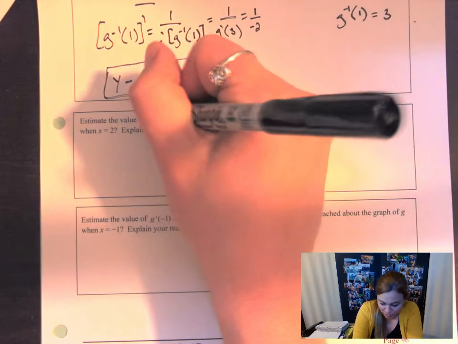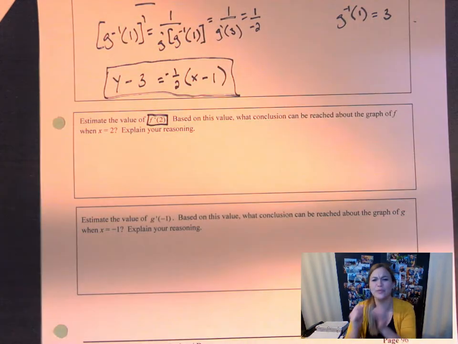Estimate the value of F prime of 2. Wait a second. That has nothing to do with these inverse functions. How do you estimate a derivative? It's just because we have a table and this is a good chance. So why not estimate the derivative right here?